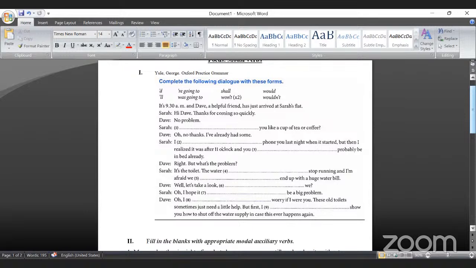Oh, I hope it won't be a big problem. Wouldn't or won't? Wouldn't, I think. Won't. But wouldn't is also not wrong. So you can write it, but in this case, we are going by the options that they have given us, right? You will know why we won't use wouldn't. Look at the next sentence.